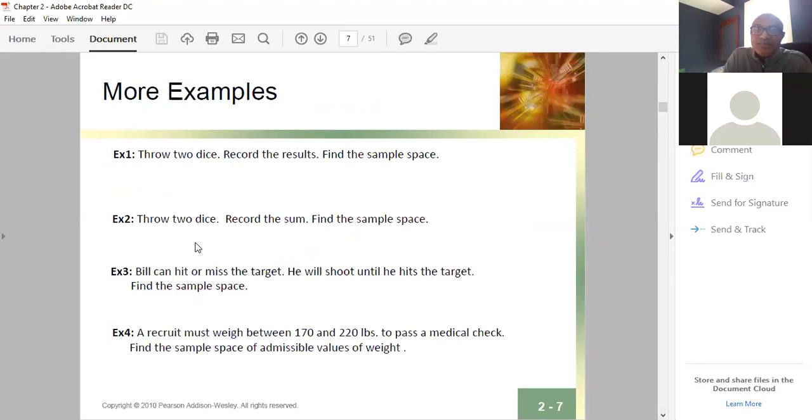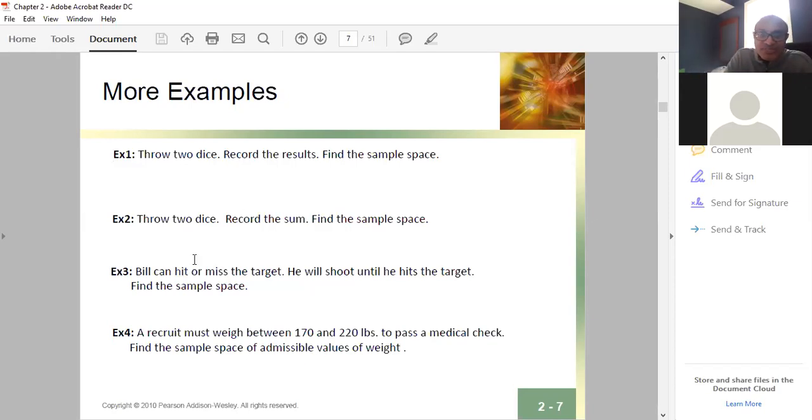Throw 2 dice, record the result. That means you are throwing 2 dice at a time. On one die, it could be 1, the second could be 1, 2, 3, 4, 5, 6. Then first could be 2, second could be 1 through 6, and so on up to first being 6. If you write all these in ordered pairs, 1,1, 1,2, 1,3, up to 1,6, then 2,1, 2,2 through 2,6, then 3,1 like this. These are the sample space.